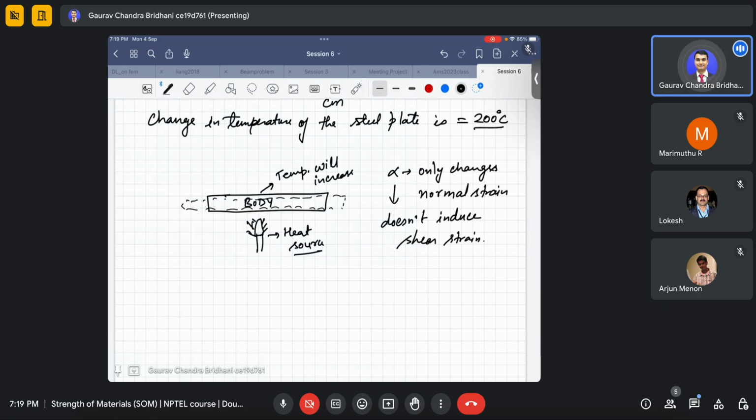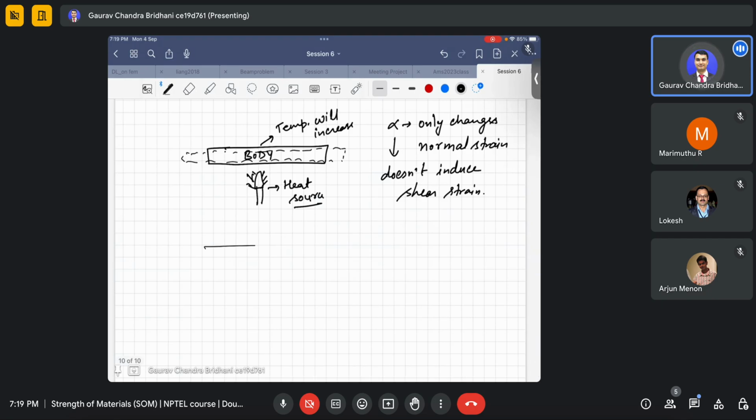But what happens to the same body if I put a restraint here? I say it can't move in this direction, and again I put a heat source. This is the heat source. So what will happen? Now the body can't change the length in this direction. That means it can change, but only in this direction. So it will cause a strain in this way.